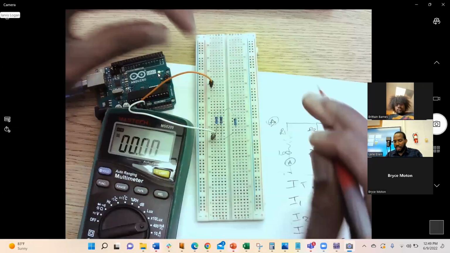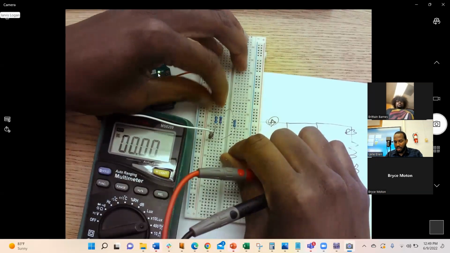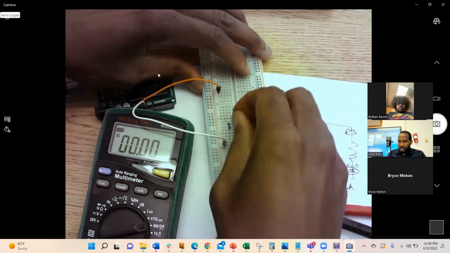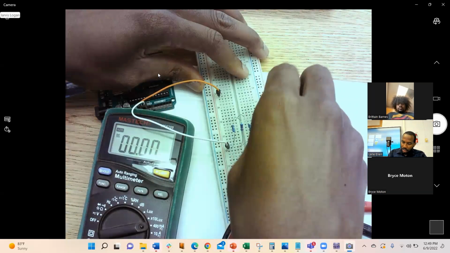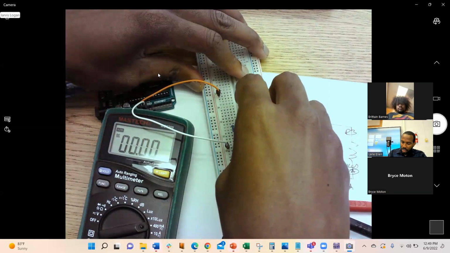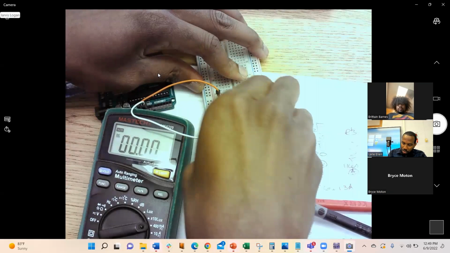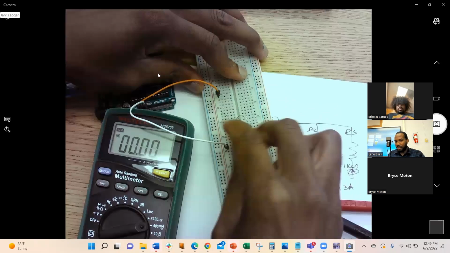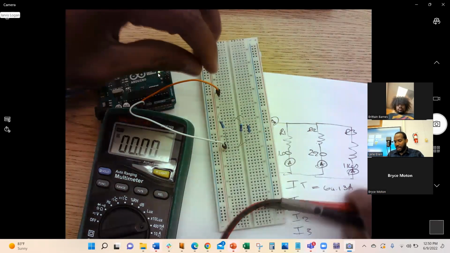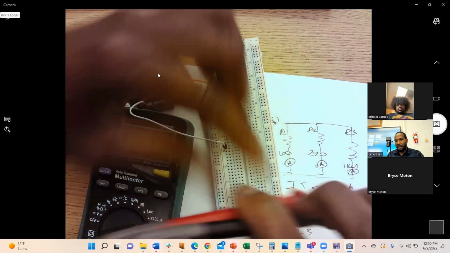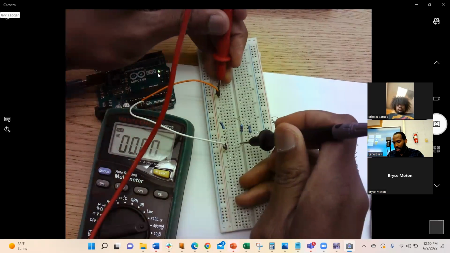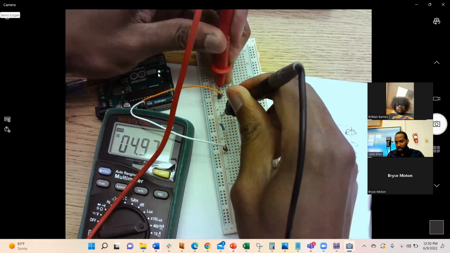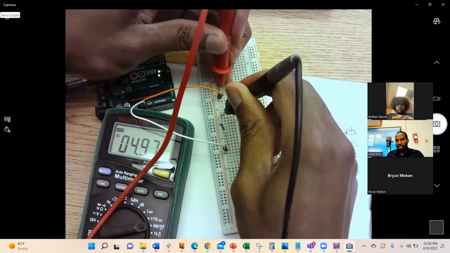Then I need to measure the current flowing in R1. So essentially, I'm measuring the current in R1 by itself, so I need to disconnect. Okay. I also think I forgot to measure the resistance, so I'll do that as well. So I want to get the resistance for R1 by itself. So this is R1, so I disconnect it from the others. And now I'm going to see what is the current flowing through R1 alone. Okay, so the current for R1 alone is 4.97 milliamps.